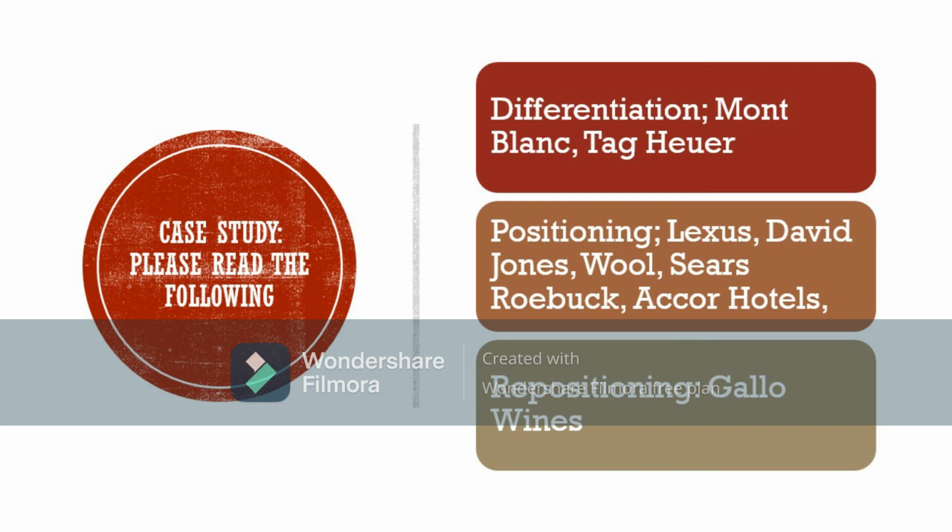So, please review the cases of positioning. The Lexus, David Jones, and Wool companies are outlined. Please read through them. Also about Sears Roebuck, Accor Hotels, and its competitors. Also, the case of repositioning is outlined. The case of Gallo Wines will be put in the LMS course.